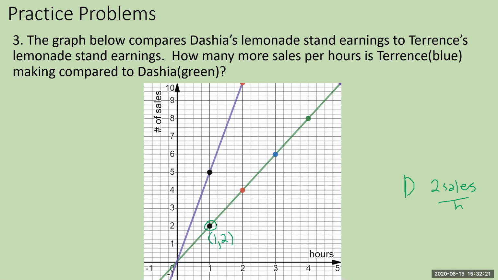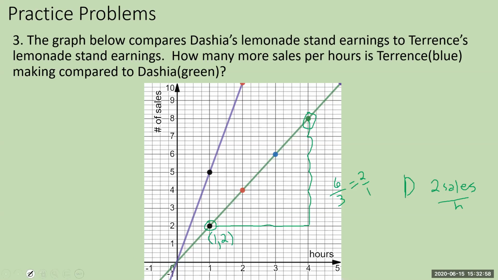You could also do that by comparing points. So if I start at this point, and let's say I go up to this point here, well, I would need to go over 1, 2, 3. So my change in x would be 3. And I would need to go up 1, 2, 3, 4, 5, 6. I would need to go up 6. So I get 6 over 3, which will reduce to 2 over 1, or 2 sales per hour. Right? So we get the same unit rate either way.